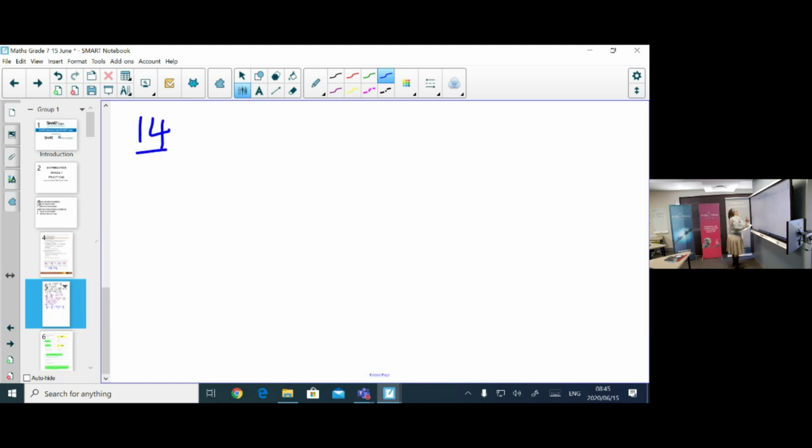14 out of 8. We're going to simplify that. 8 goes once. It leaves 6 out of 8. We need to simplify this fraction. Divided by 2 here, divided by 2, we get 1 and 3 out of 4.